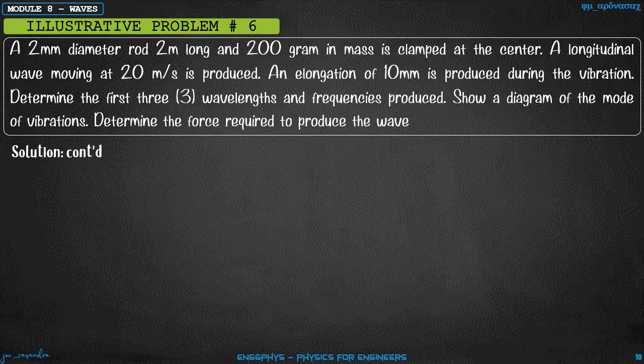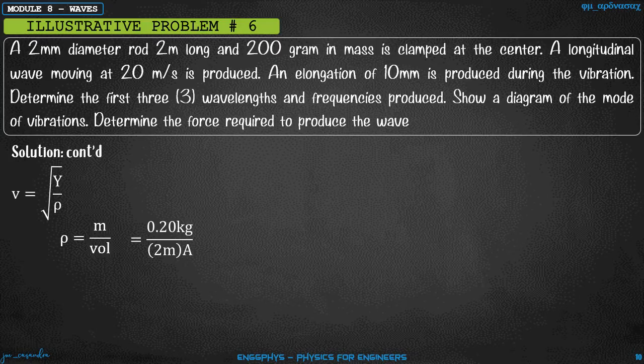So continuing our solution, we have solved already for the wavelengths and frequencies, and we have drawn our diagram of the vibration. For the first required, we are going to use the other equation for speed, which is the square root of the Young's modulus divided by rho. We know your speed, but we do not know our Young's modulus and our rho. But we're given the mass, and we can solve for the volume. The volume will be 2 meters times the area. So for the area, we also need to solve this.